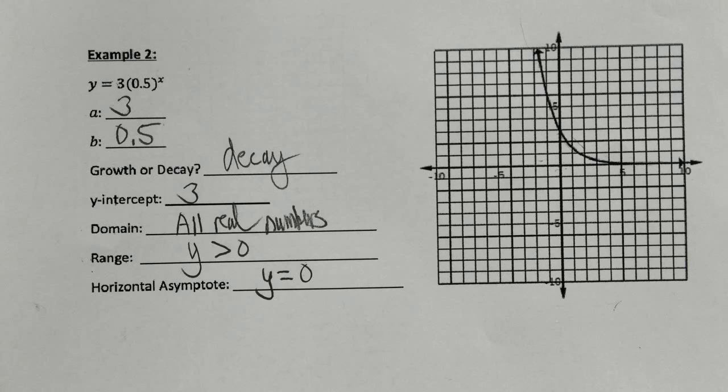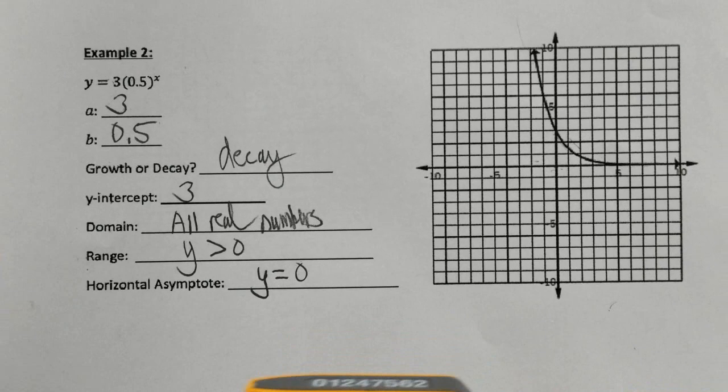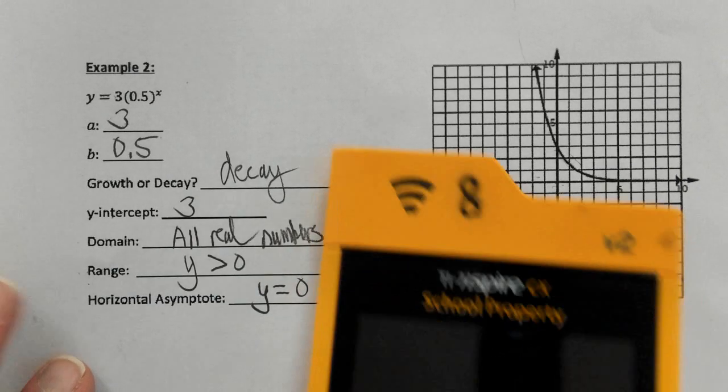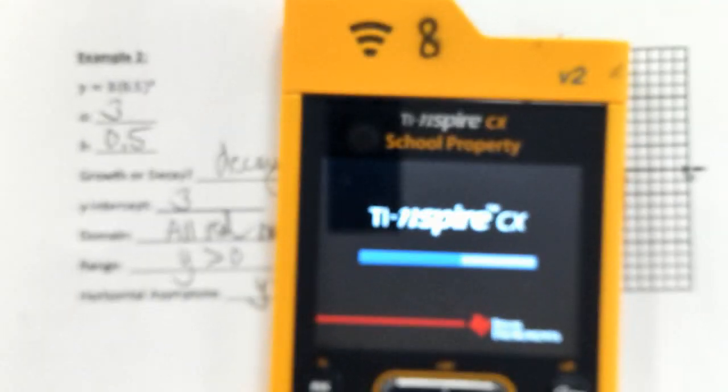Might as well show it to you on your calculator. I think I showed you it on Desmos last time, which is a calculator app you can get on your phone that works really well. So if I go to my graph now, here's what it looks like on our calculator. If this thing will come up, I'll show you.